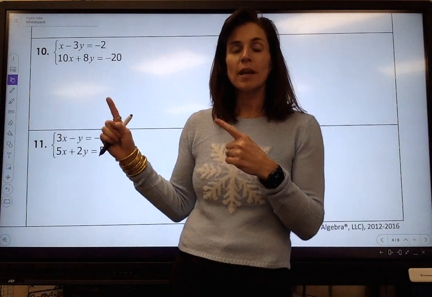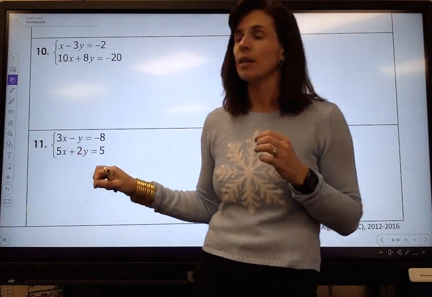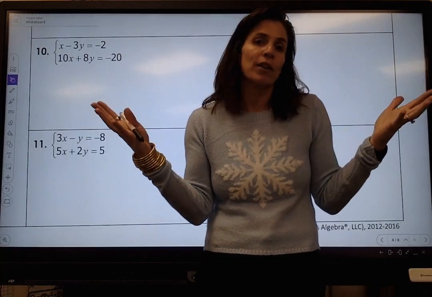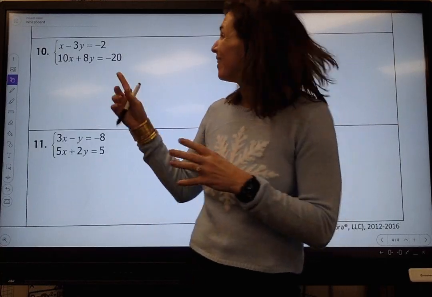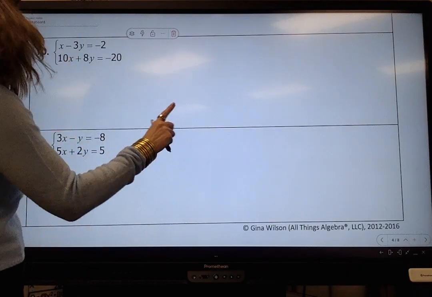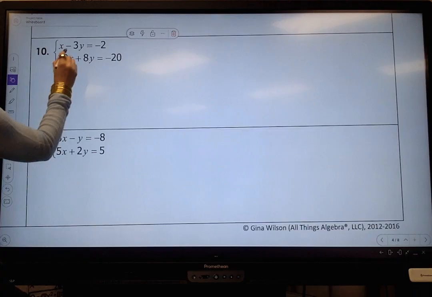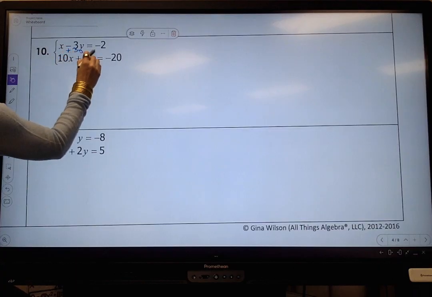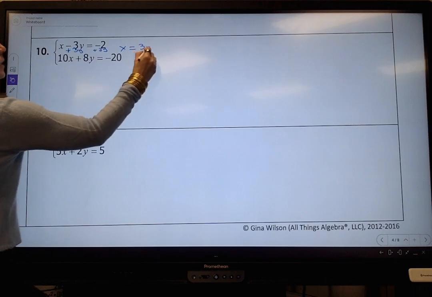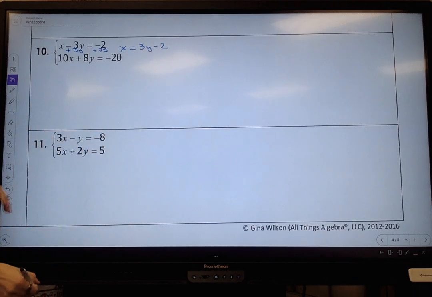Okay, let's finish this up, and I want to take a look at 10 and 11. So remember, step one is you have to isolate for any variable. It doesn't matter. In this case, the easiest one to isolate for is x, because your coefficient is 1. So I'm going to get x by itself, and I do that by adding 3y to both sides. So x equals 3y minus 2.